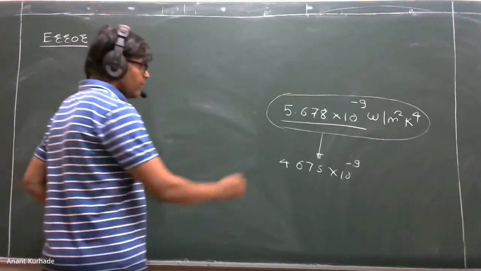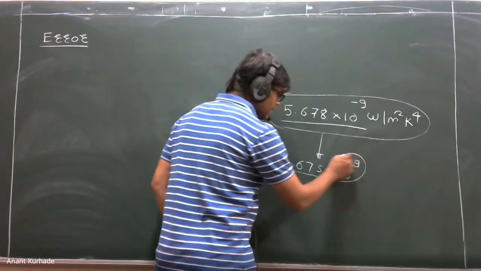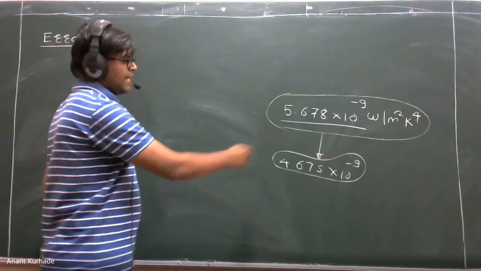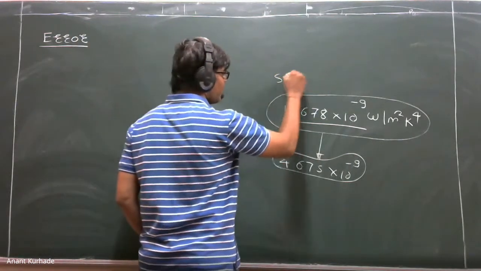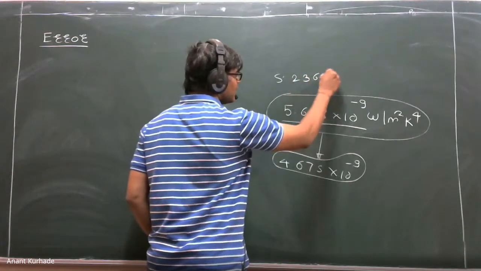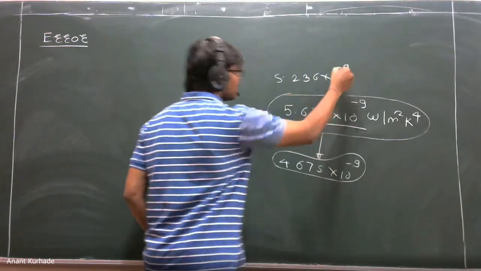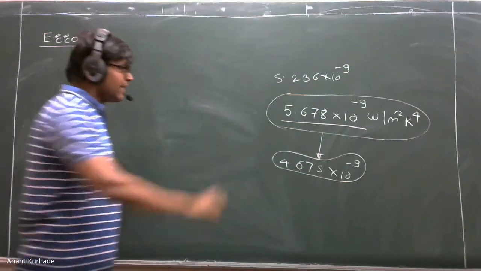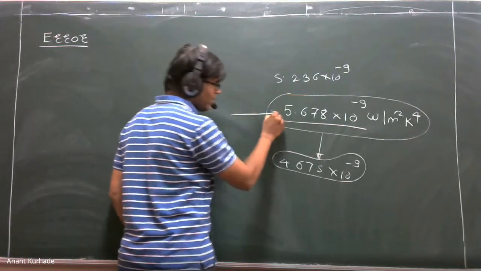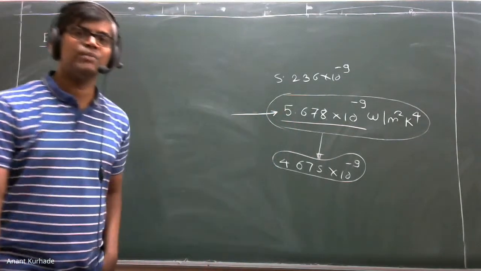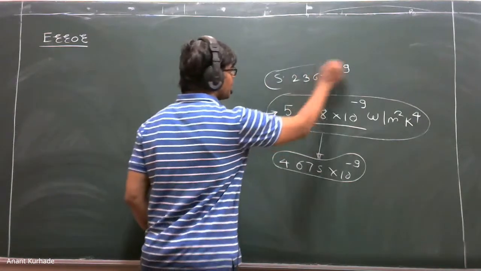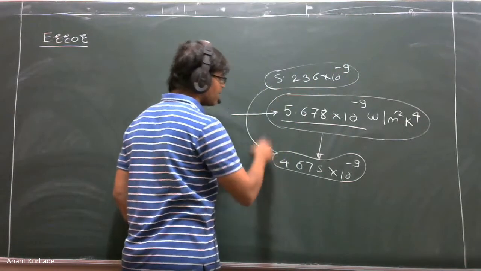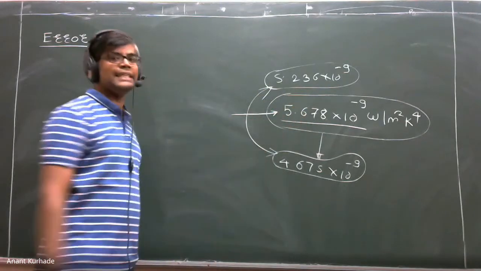Now see, for one batch, the answer is 4.675. Another batch, say 5.236 into 10 raised to minus 5. Okay, but the exact answer is 5.678 into 10 raised to minus 9. But after performing the practical, after performing the experiment, we can have a different answer, different from the exact.